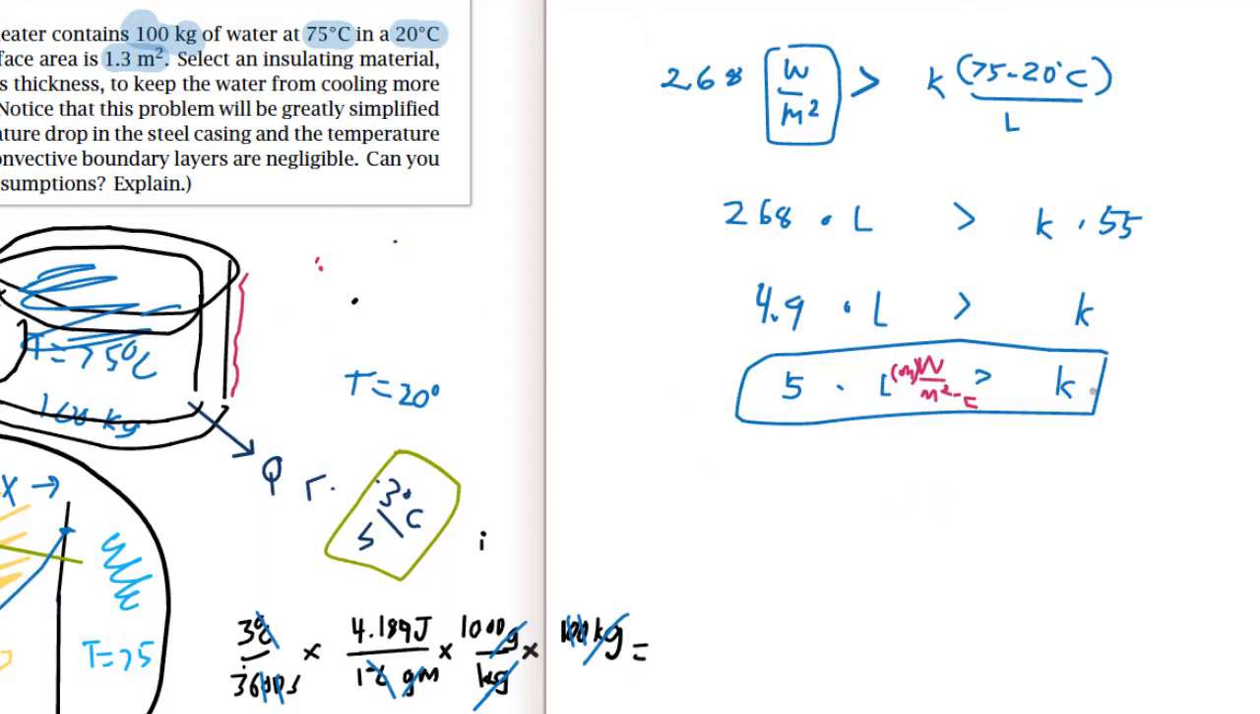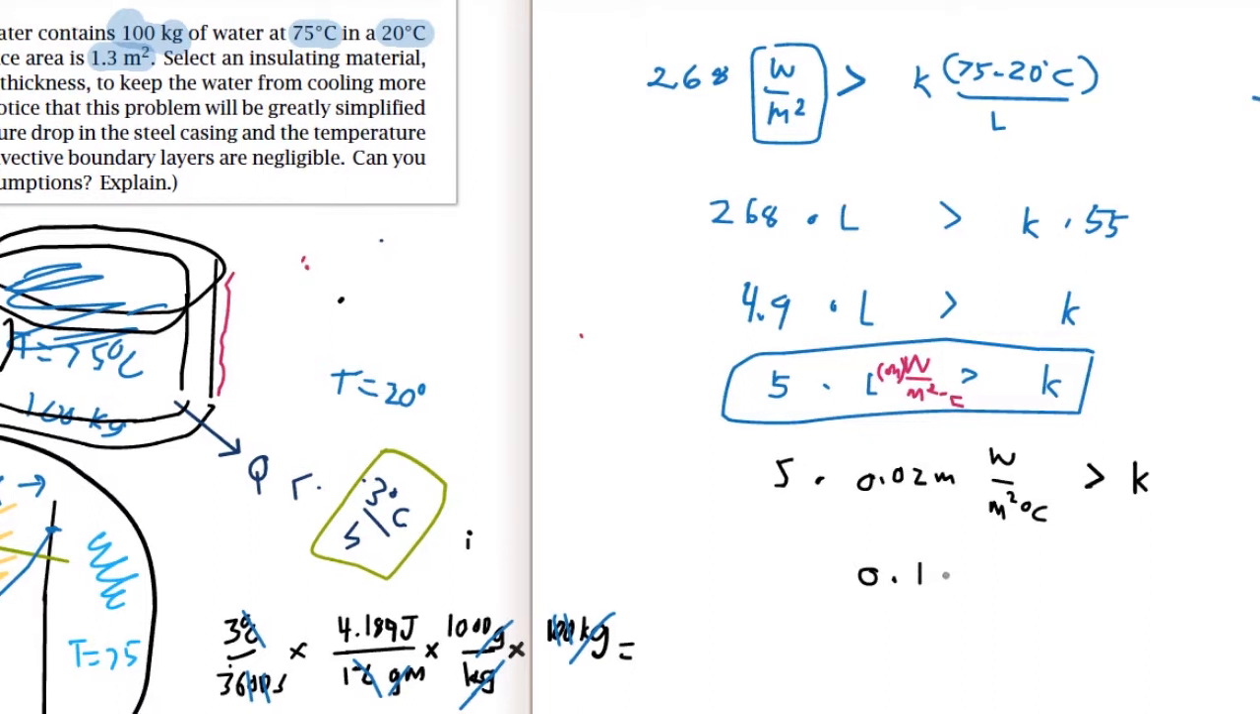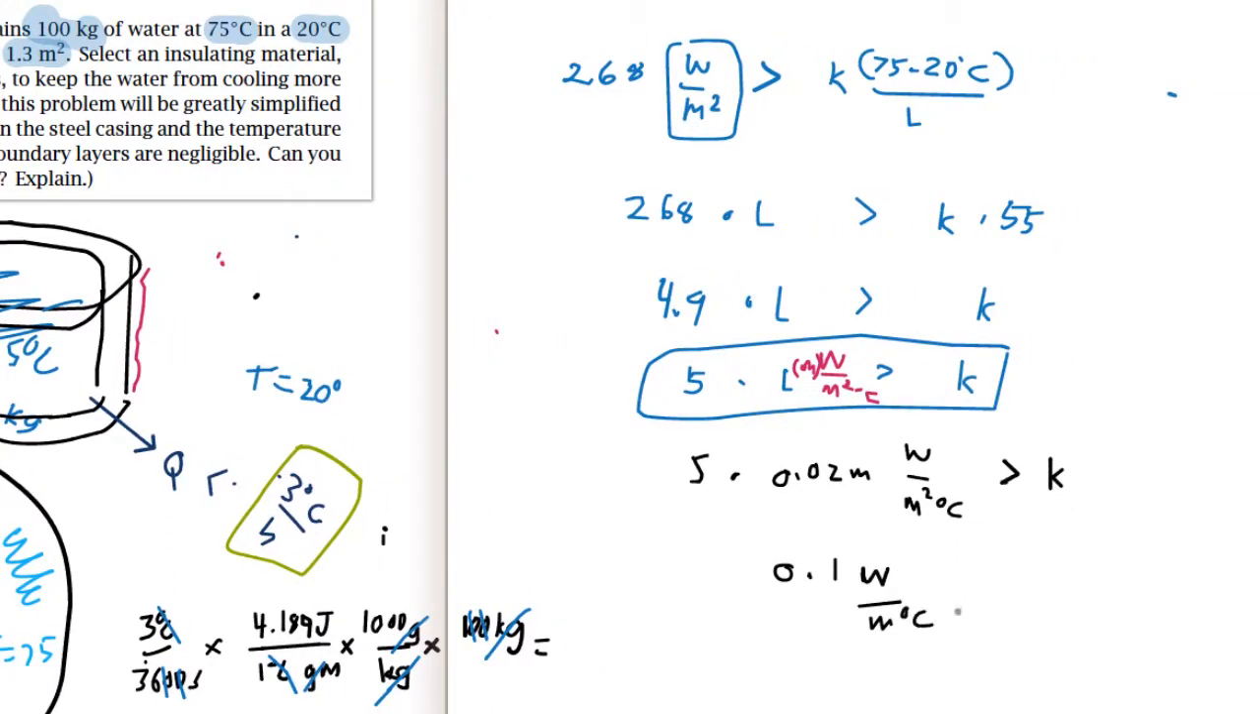Okay, so what's a reasonable length? I'm going to say, I don't know, 2 centimeters for a wall thickness, for an insulating wall thickness, and then see what the K gives me and see what options I have. So here I have 5 times 0.02 meters watts per meter squared, degree C is greater than K. And this gives me roughly 0.1 watts per meter, degree C must be greater than K.